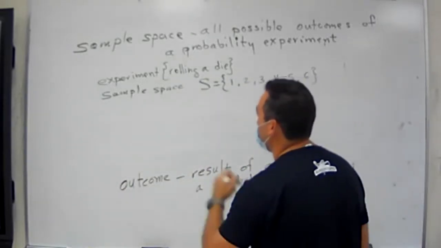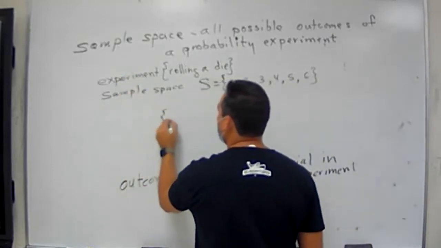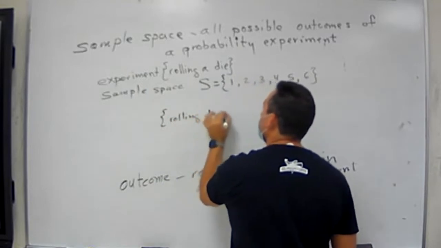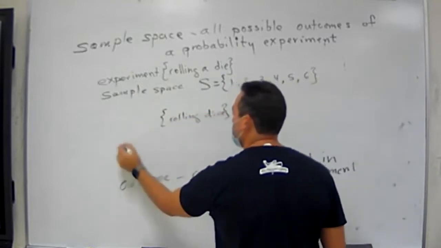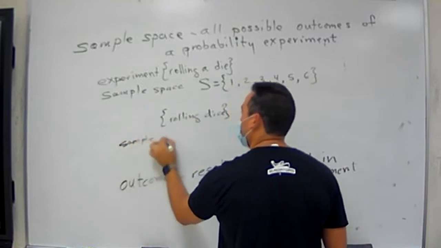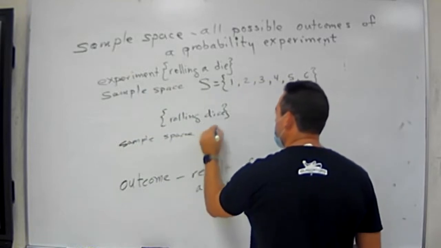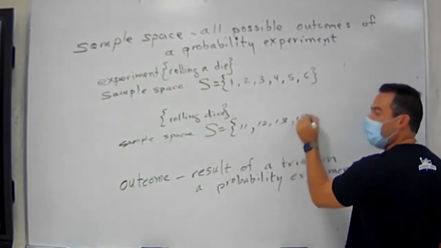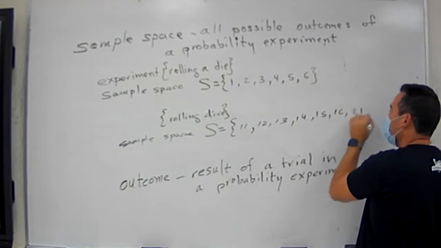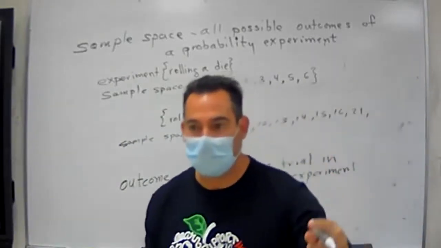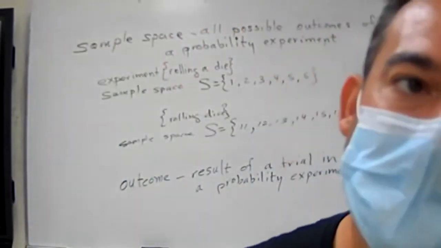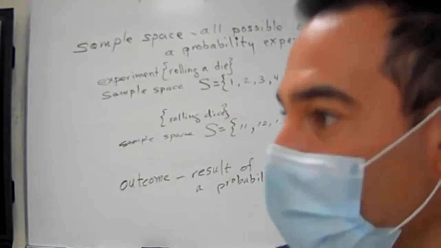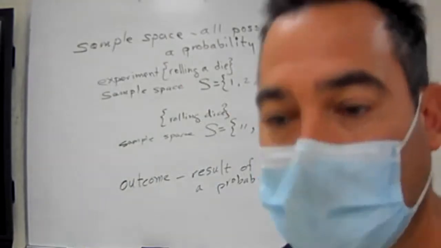So in the case of rolling dice, the sample space S is 1 1, 1 2, 1 3, 1 4, 1 5, 1 6, 2 1, 2 2, 2 3, 2 4, 2 5, 2 6, 3 1, 3 2, 3 3, 3 4, 3 5, 3 6, 4 1, 4 2, 4 3, 4 4, 4 5, 4 6, 5 1, 5 2, 5 3, 5 4, 5 5, 5 6, 6 1, 6 2, 6 3, 6 4, 6 5, 6 6. There's 36 possible results.